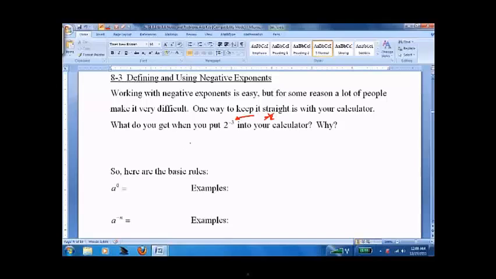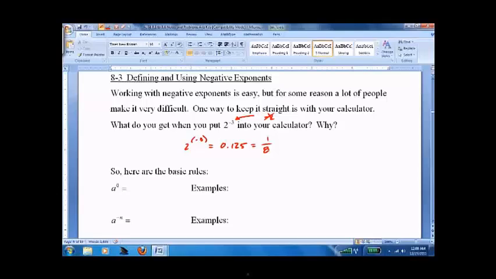So let's just think about it in our calculator. If I put 2 to the negative 3, and always use parentheses in your calculator, hit enter, I'll get 0.125. And then if you hit math, fraction, enter, you'll get 1/8. So why did you get 1/8?